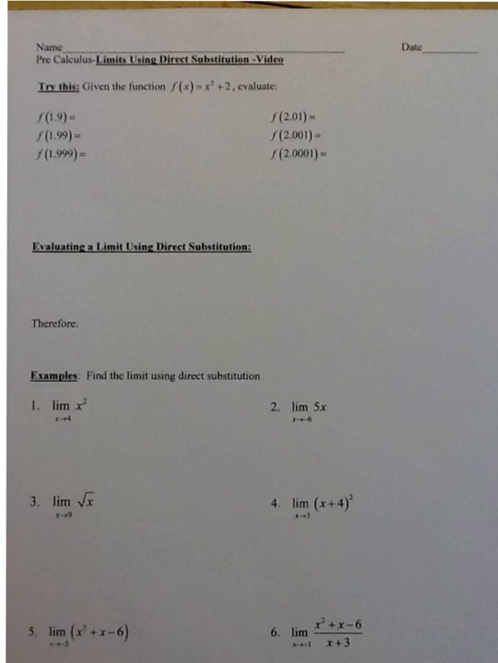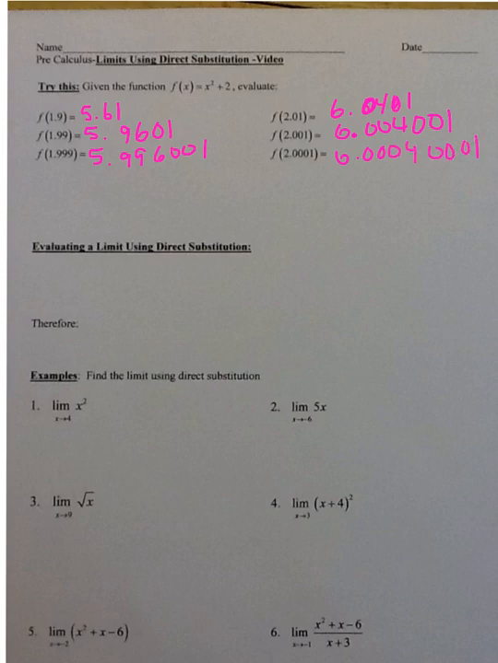All right, so for the first one, f of 1.9 is 5.61. f of 1.99 is 5.9601, and f of 1.999 is 5.996001. f of 2.01 is 6.0401. Those are zeros. f of 2.001 is 6.004001, and f of 2.0001 is 6.00040001. So hopefully you remember from yesterday that look at my x values.